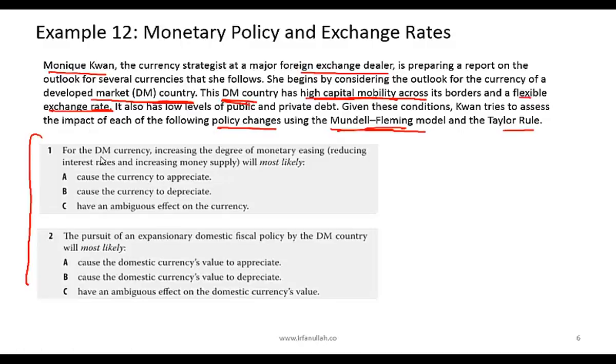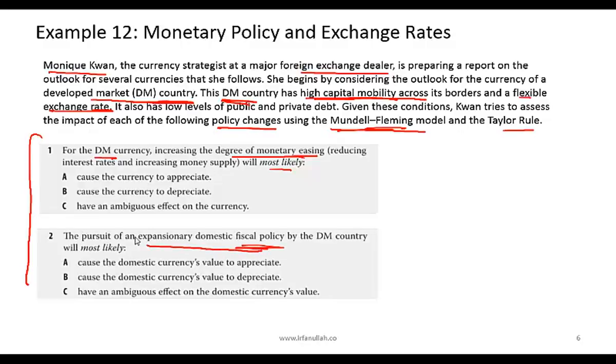For the DM country, for the DM currency, increasing the degree of monetary easing will most likely cause what? So what is the monetary policy here? The monetary policy is an expansive policy. It is saying that, okay, let us increase our money supply. Increasing money supply means lower interest rates. So it is expansive, or it is trying to stimulate the economy. What is the impact going to be?